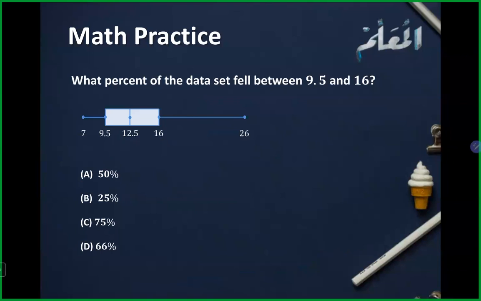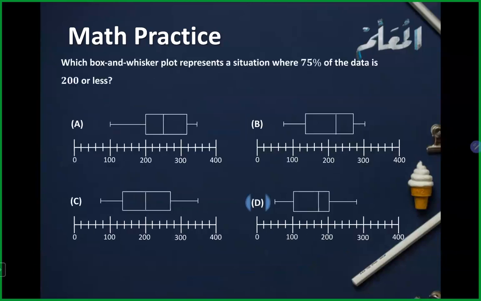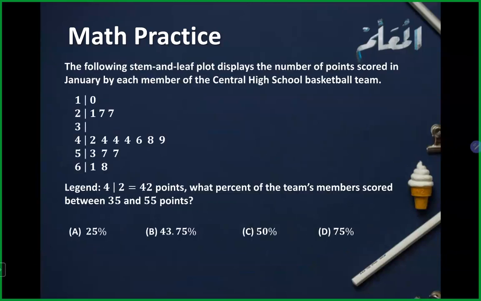مثلا هون أنا عندي what percent of the data set fell between 9.5 and 16. So 9.5 and 16, which means this part, which is equal 75% minus 25%, that's equal 50%.